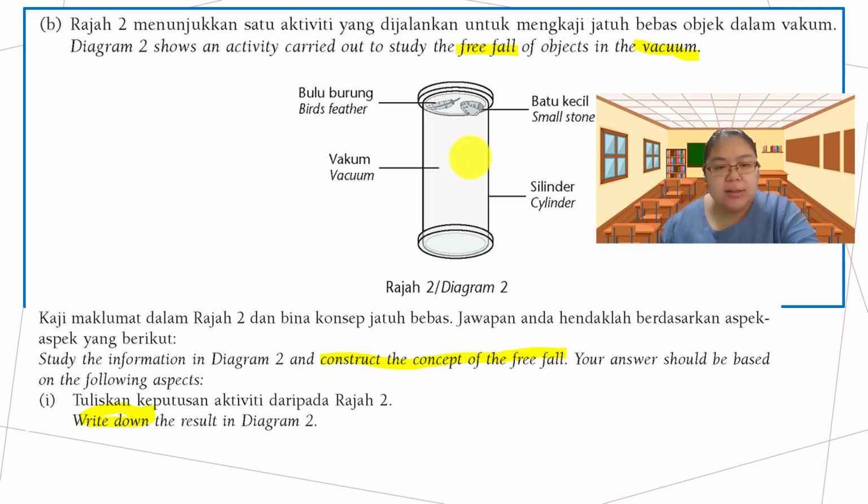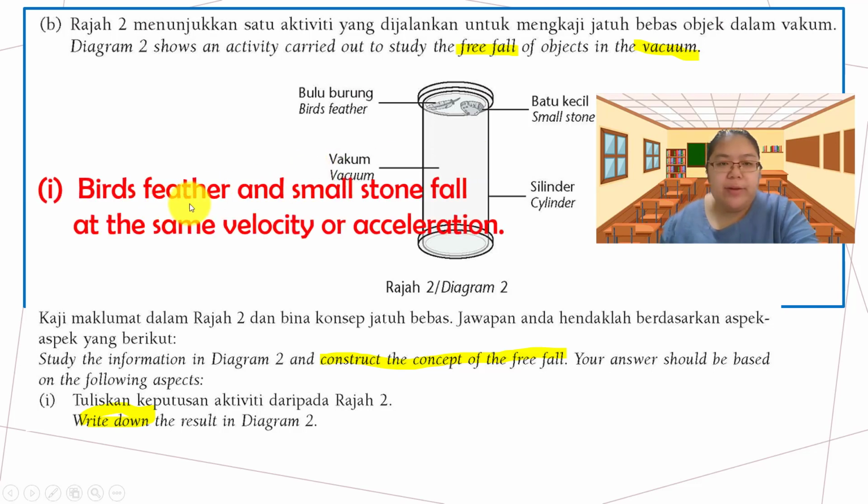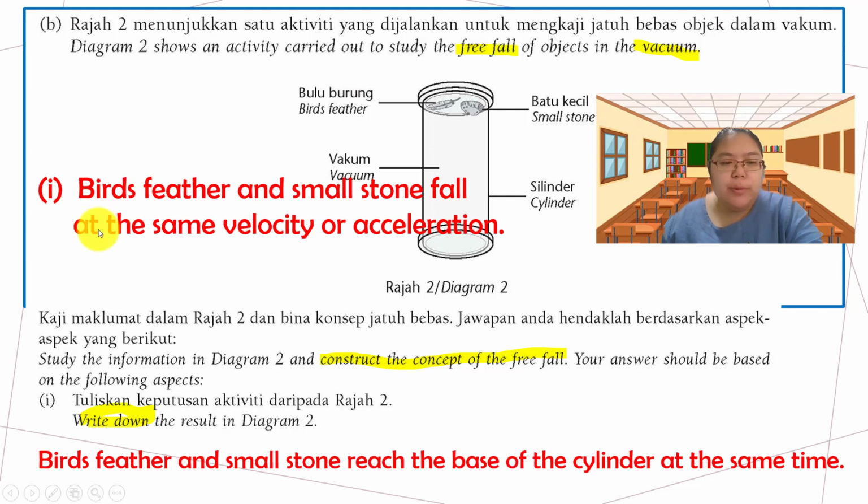Okay, we check the answer. The bird feather and also the small stone fall at the same acceleration. You can say they are pulled by the gravitational acceleration. You also can say they fall down with the same velocity or the same acceleration. For the second question you also can give this one: the bird feather and the small stone reach the base of the cylinder at the same time because they are only pulled by the gravitational acceleration.